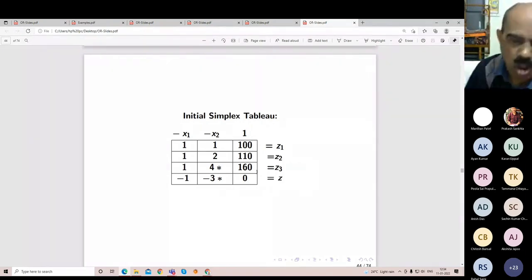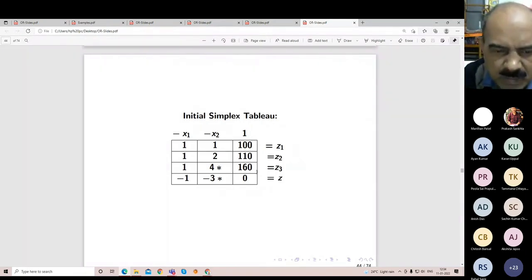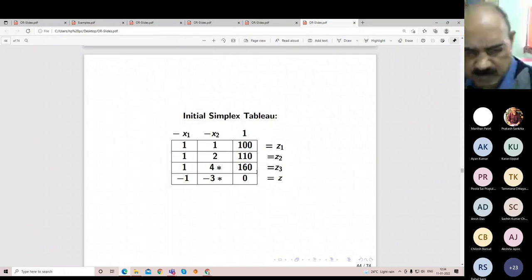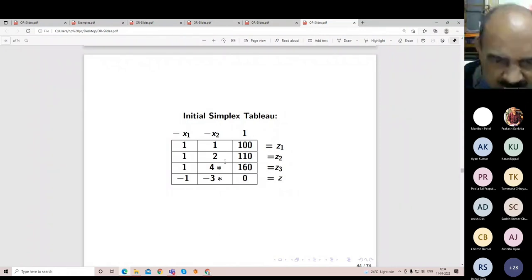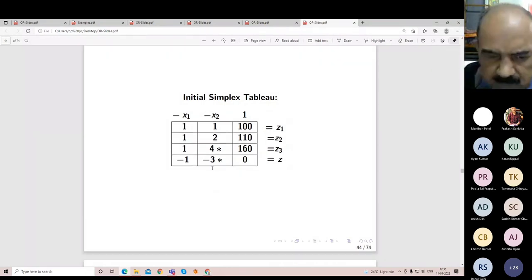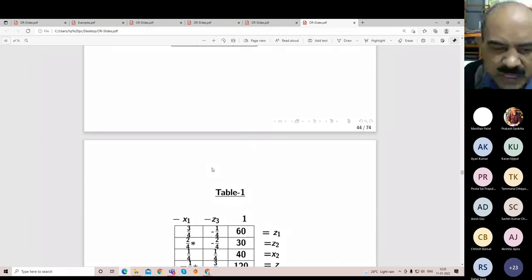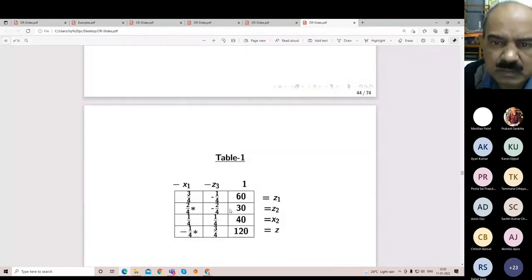Now we like to fill up the other elements, other than the row and column elements, which we will also take care of. In the next table, the 4 is becoming its reciprocal. So the 4 is becoming 1 by 4. Please write it down. 4 is becoming 1 by 4.